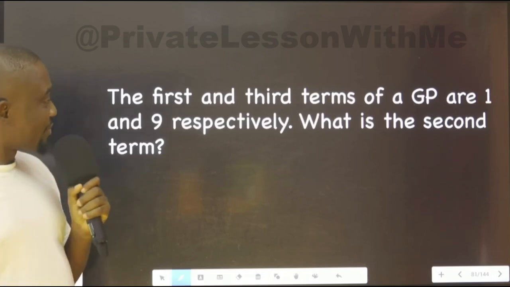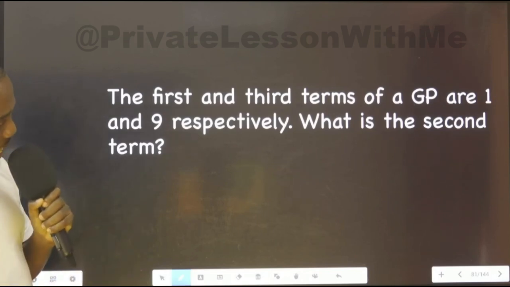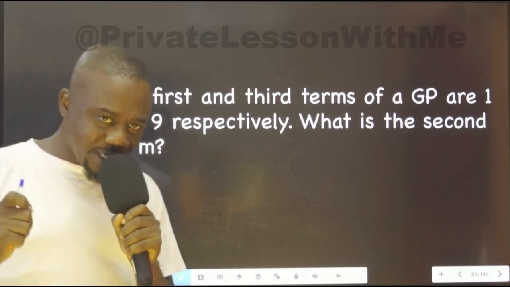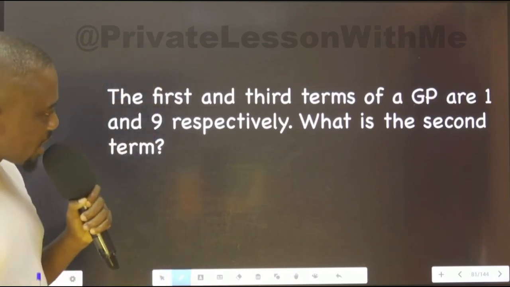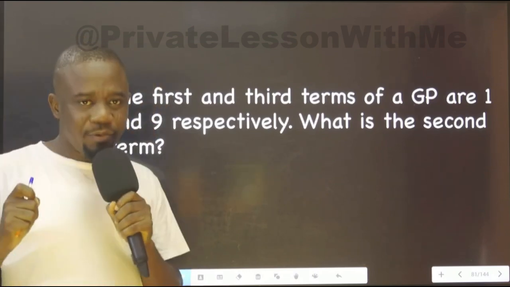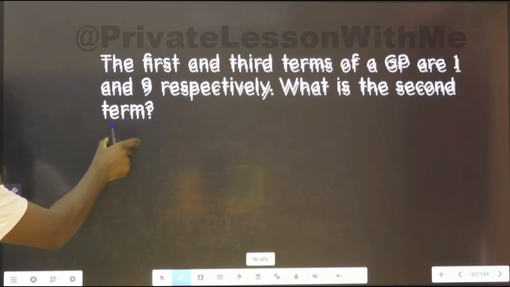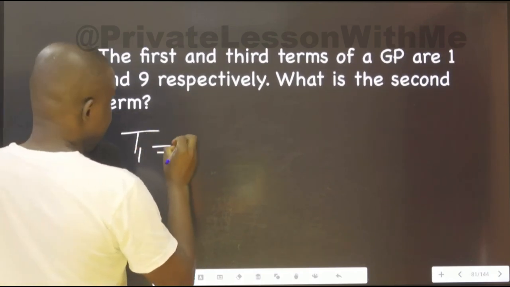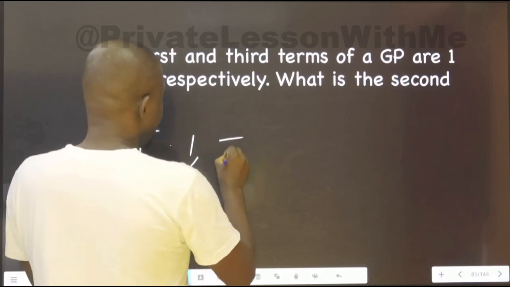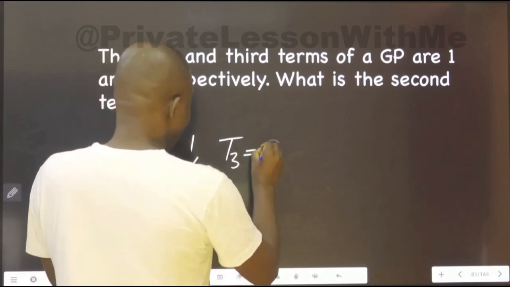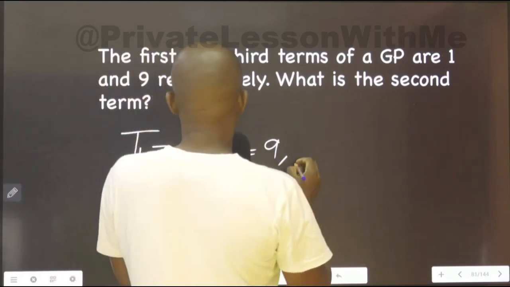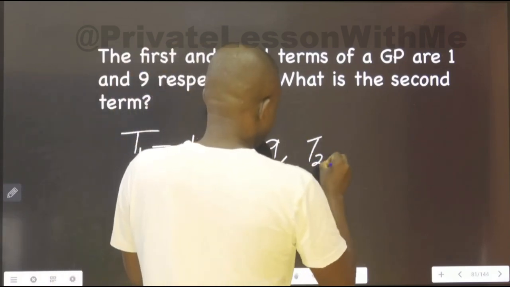It says the first and third terms of a GP are 1 and 9 respectively. What is the second term? Saying the first is 1, the third is 9. It's asking us to find what? The second.